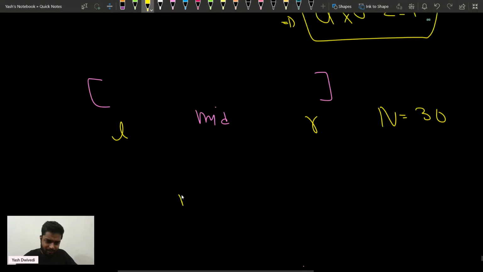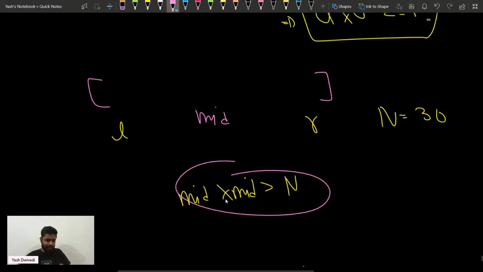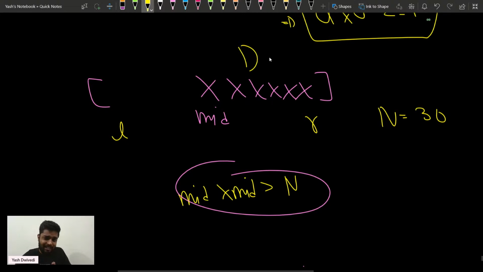Suppose that if your mid into mid is greater than n, that means all the numbers towards the right of mid will also multiply to itself and be greater than n. If mid into mid is greater than n, then mid plus 1 into mid plus 1 is also greater than n. Mid plus 2 into mid plus 2 is also greater than n. So if mid cannot satisfy, then all the numbers towards the right cannot also satisfy. So I will discard. Now please write D in the chat.